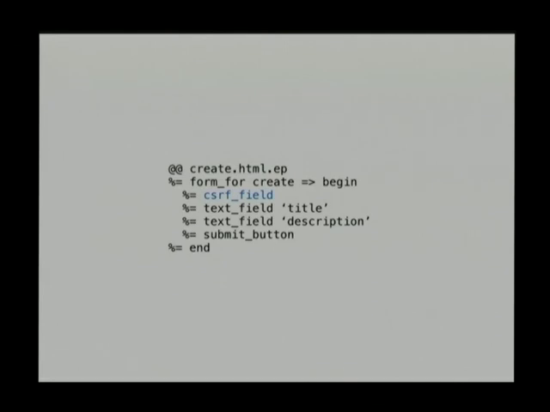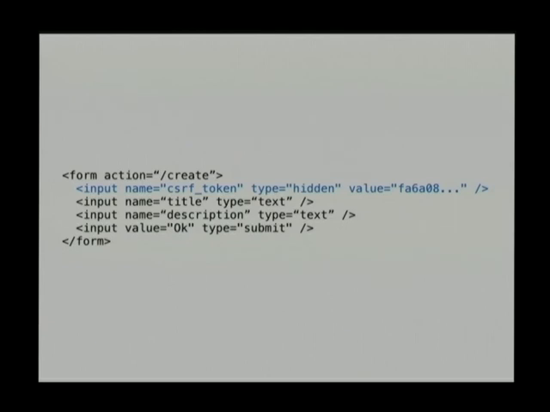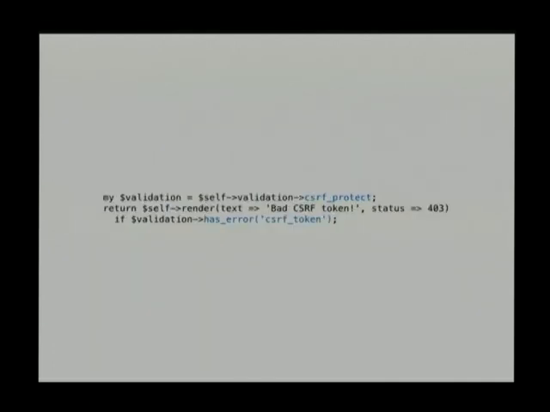Of course, you can't have form validation without CSRF protection. So to protect a form, you just add an additional hidden input element with the CSRF field helper. That input element contains a token, which is also stored in the session, and which we can validate. In our action, we just call csrf protect and check with has error if the token failed validation. And we are done.